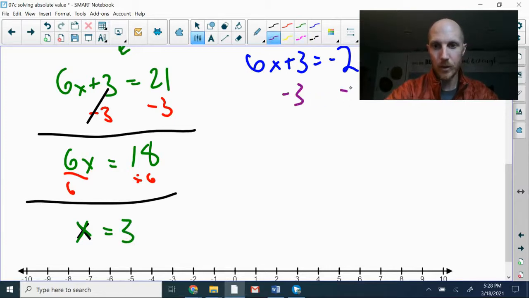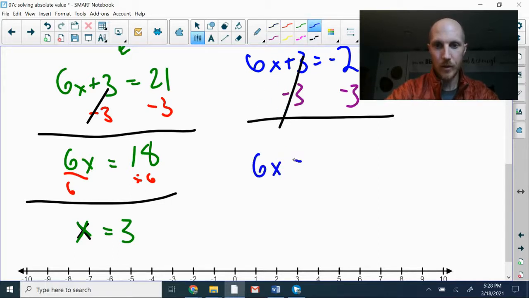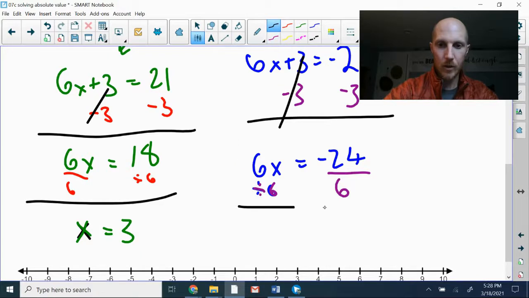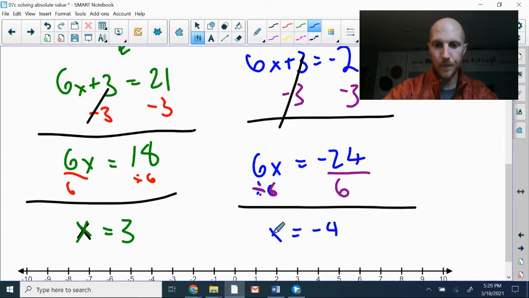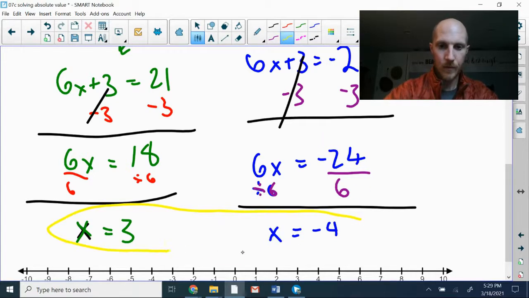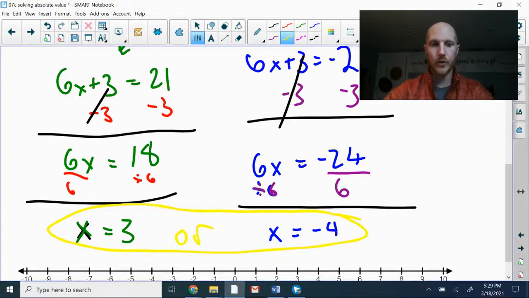Let's do the blue one now. So I've got to subtract 3, subtract 3. 6x equals negative 24. Divide by 6, divide by 6. And that gives me x equals negative 4. So there are our two solutions: x equals 3 or x equals negative 4.